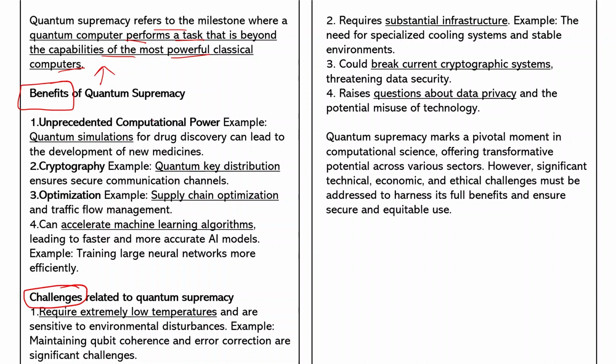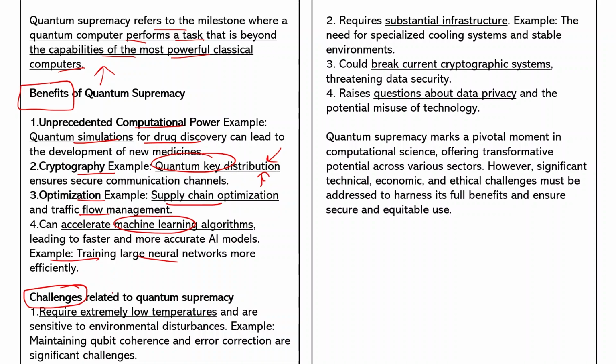So in the benefits you are writing about the unprecedented computational power of quantum computers. So giving examples of quantum simulations for medicine research. Then cryptography, they will be helpful for it, and one of the techniques that is used is quantum key distribution. You can read about this technique also, it comes up in the news. Then you can apply this to supply chain optimization, traffic flow management. You can accelerate machine learning algorithms like training large neural networks.